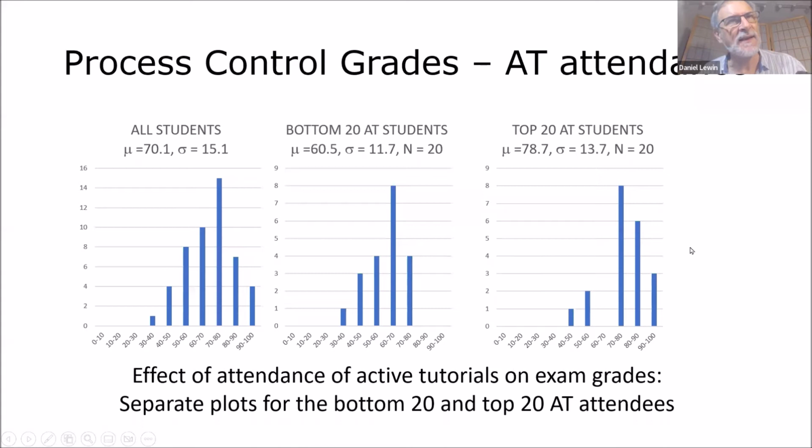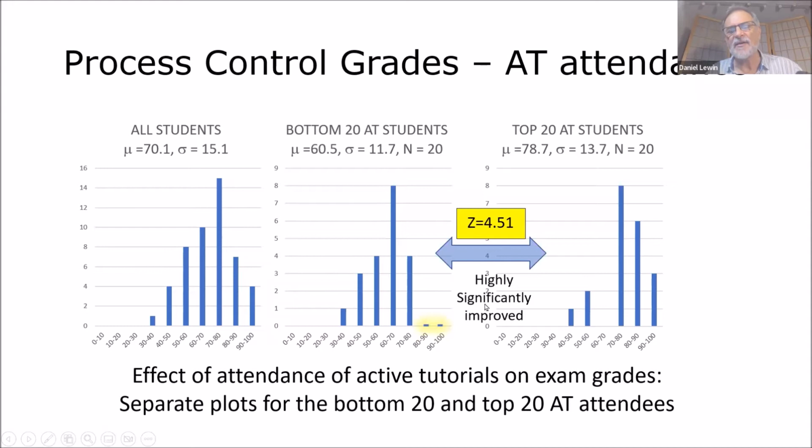It doesn't guarantee success, but most of the students who are active did very well. And the reason that the Z value here is so high, I mean, anything above 2 is wonderful. So 4.51 is a huge difference. And the reason for that is that the people who weren't involved in the active tutorials that particular year, the highest grade they ever got was 80 in the whole class.